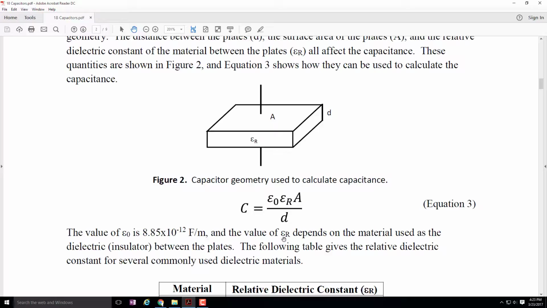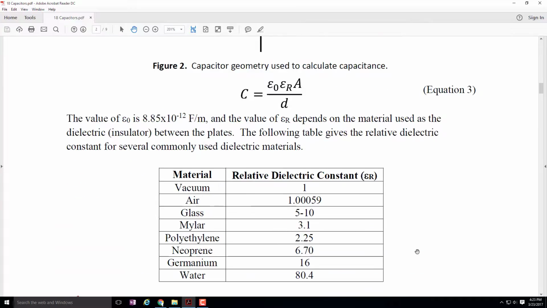And the value of epsilon r depends on the material. I've listed here several common materials and the corresponding relative dielectric constant that would correspond to each of them. Notice that for the vacuum it's defined to be 1, because after all epsilon 0 already includes the full effect of a vacuum, and air is so close to a vacuum that we will always just use 1 for air. But I wanted you to know that the actual correct value at standard atmospheric temperature and pressure is 1.00059. You should just always use 1 if I tell you that it's air between the plates.